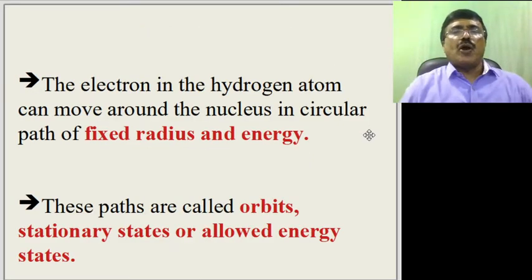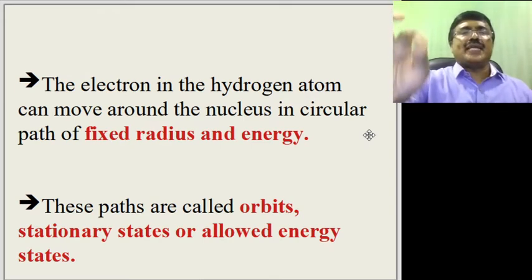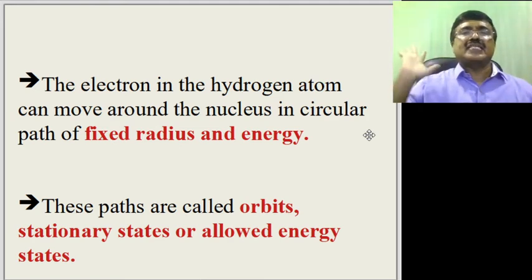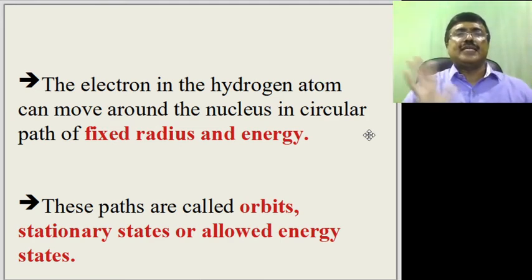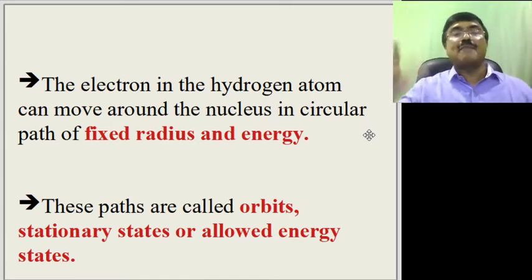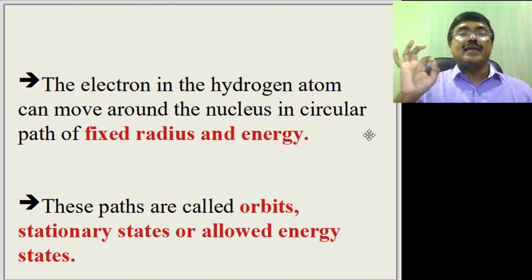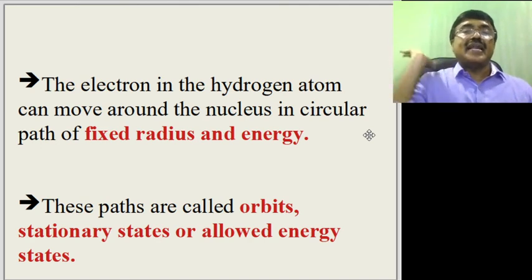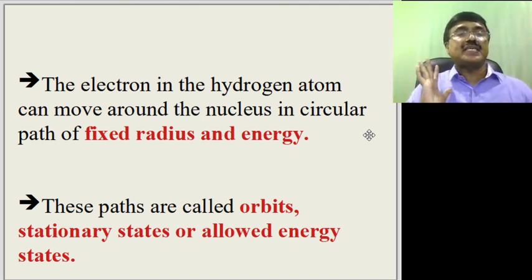So these are the 2 points we have to take into consideration: fixed radius and energy. The energy of an electron in an orbit will be fixed. It cannot change. It will always remain constant as long as the electron is present in that orbit. If a change of orbit takes place, that is another story. We will come across it later. Similarly, its radius is also fixed. That I have already suggested.